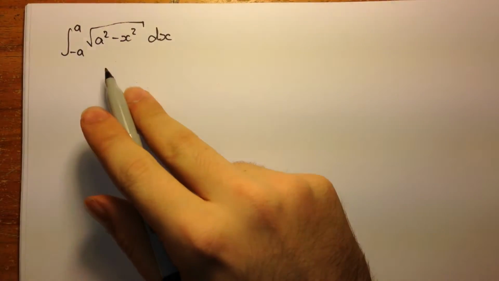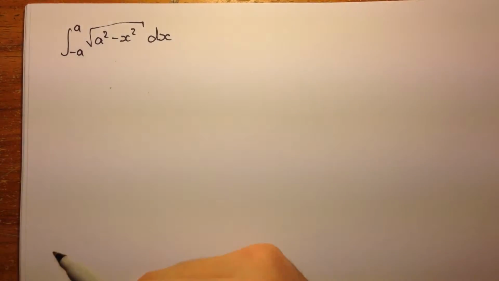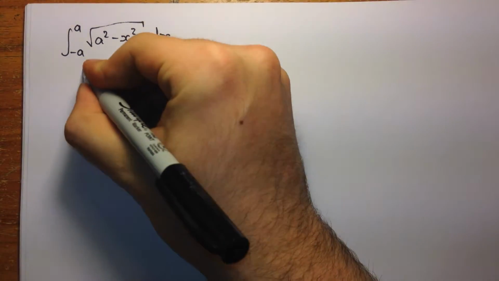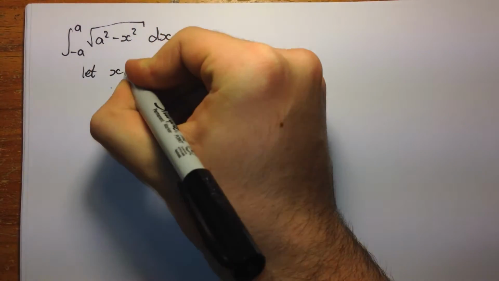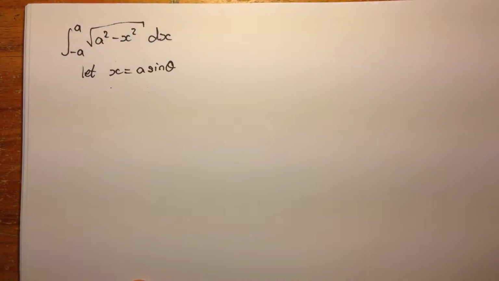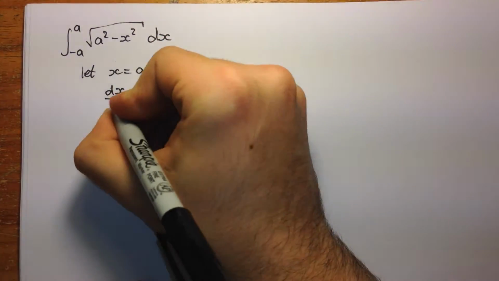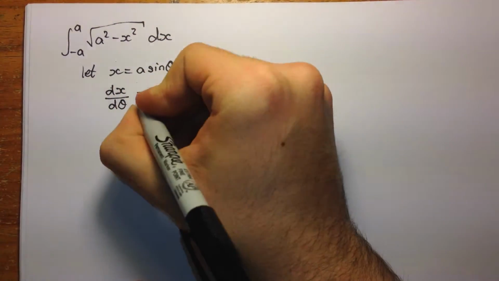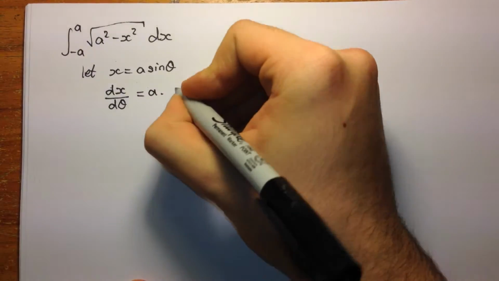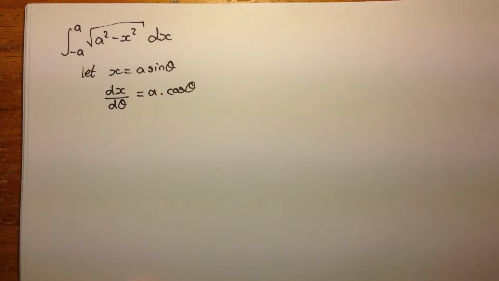Okay, so today we're going to be integrating this function, and the method that we use is called a change of variable. The way that we do this change of variable is that we let x equal a sine theta. Now we differentiate this and we get dx by d theta is equal to a times cos theta, which is the derivative of sine theta.